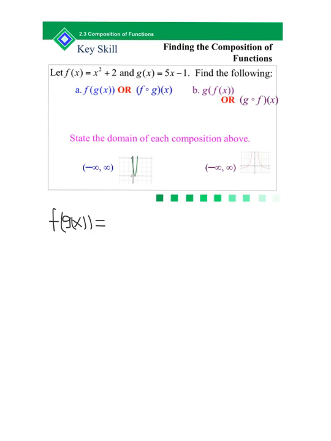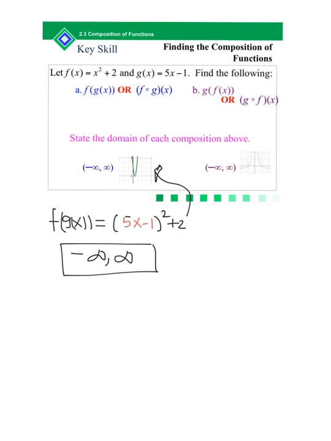Let me back up on this one. I'm taking the f function. So instead of x squared, I'm going to plug in 5x minus 1, squared, plus 2. And I'm not going to simplify it because that's not our focus here. When I graph it, you can see this is a quadratic function. That's how it's going to look. And you can see the domain is simply all real numbers. So that's the domain. Now let's go to the next one.